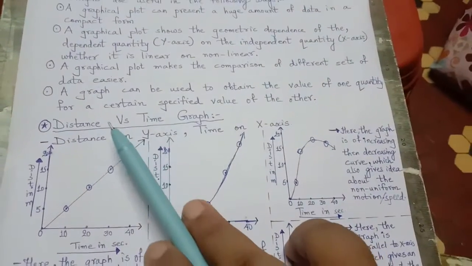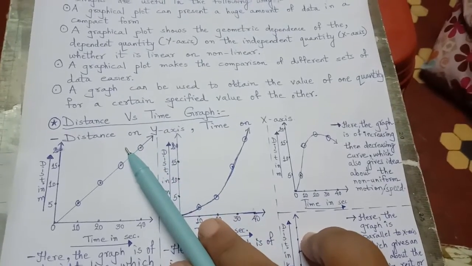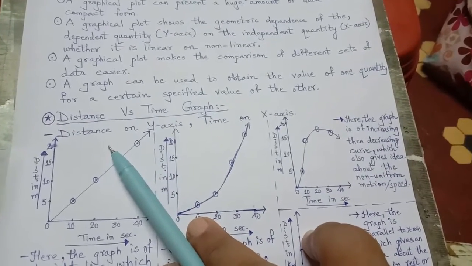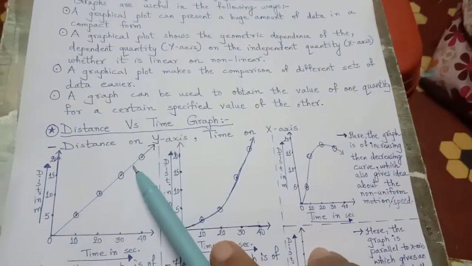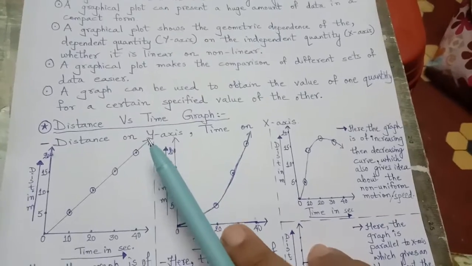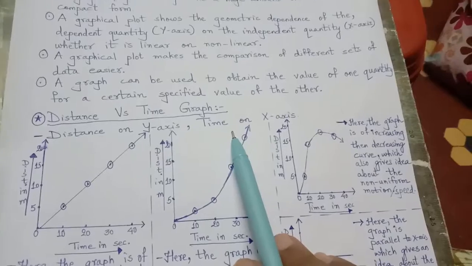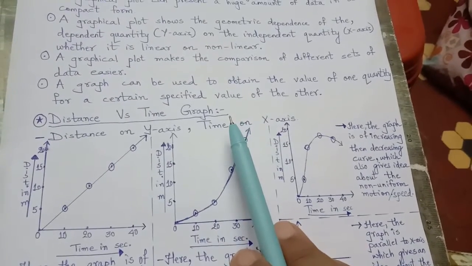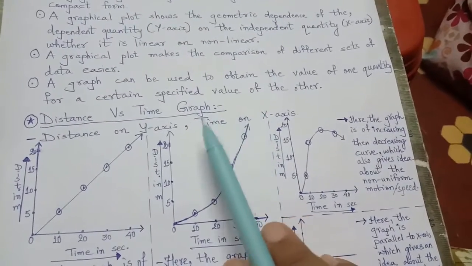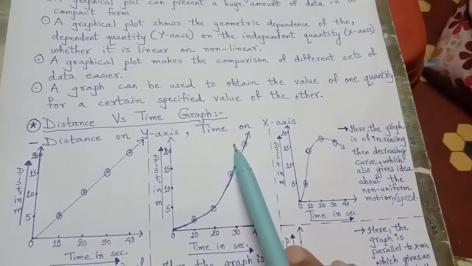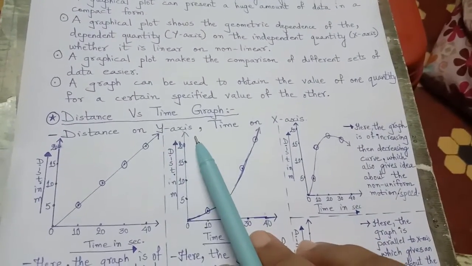Let us see a distance versus time graph. Distance is not independent. It depends on how far the object is moving. But time is independent. Time waits for none. Time is not waiting for anyone, so it is independent and we show it on the x-axis. Distance is dependent, so we show it on the y-axis.